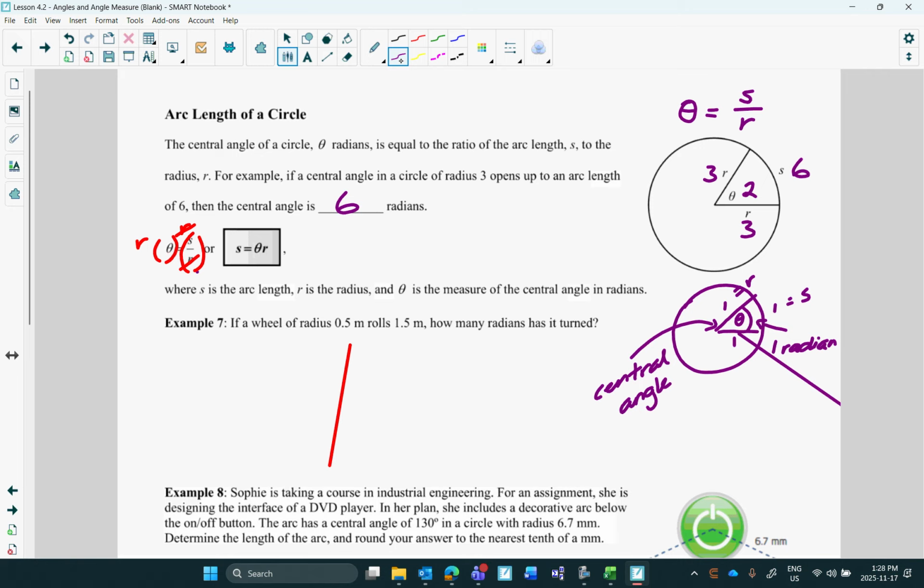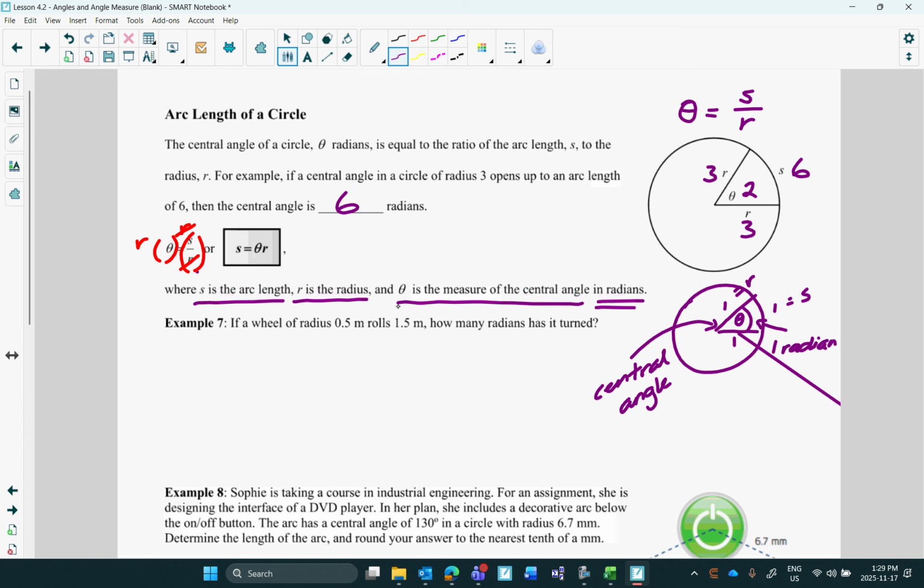Make sure you know these. S stands for arc length. R is the radius. And theta is the measure of the central angle in radians. You cannot use this formula unless the angle is in radians. So if you're given something in degrees, you're going to have to convert it to radians.